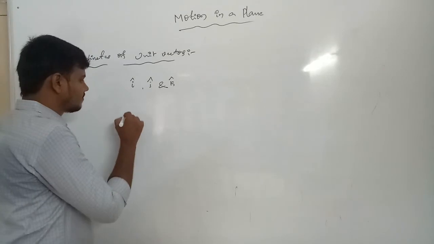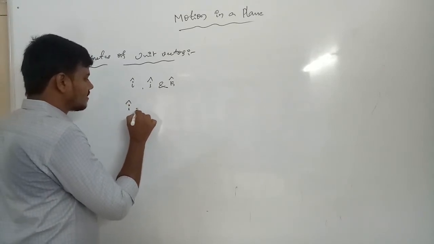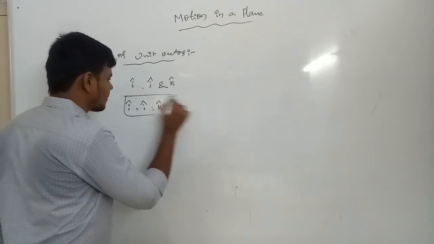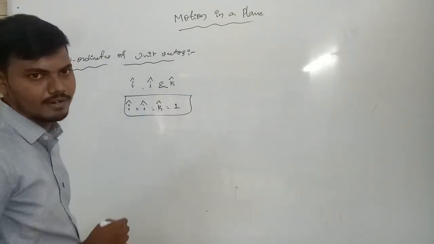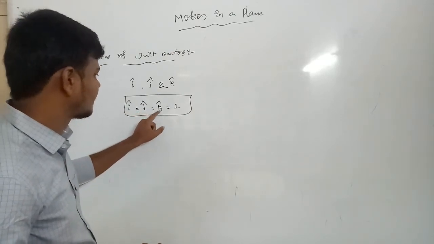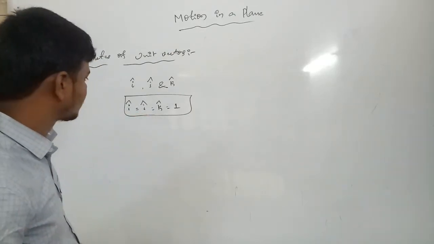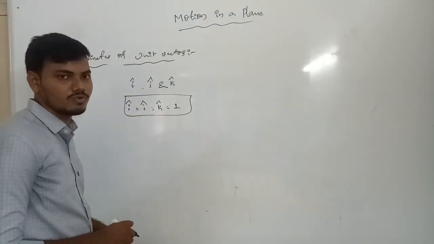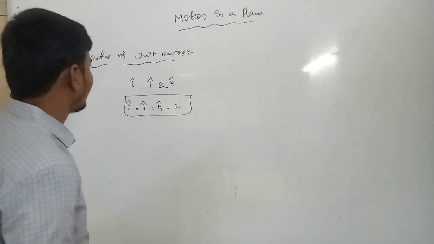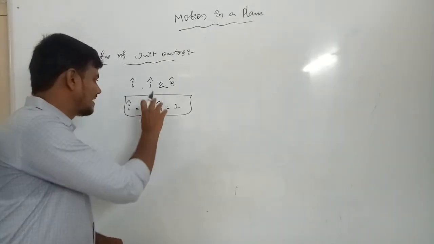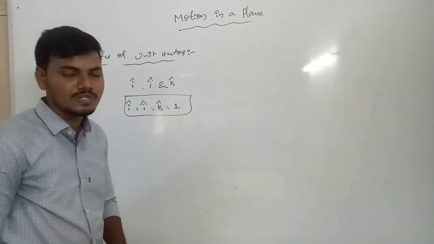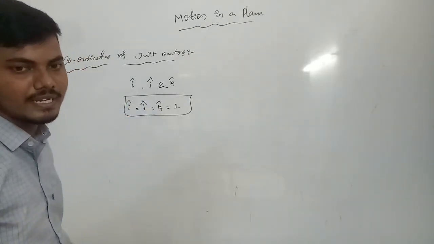i cap is equal to j cap is equal to k cap is equal to 1. Always magnitude 1 is known as a unit vector. i cap represents the x axis, y axis, z axis. The magnitude is always 1, which is known as a unit vector. We can introduce the coordinates of units into these three types of unit vectors: i cap, j cap, and k cap.